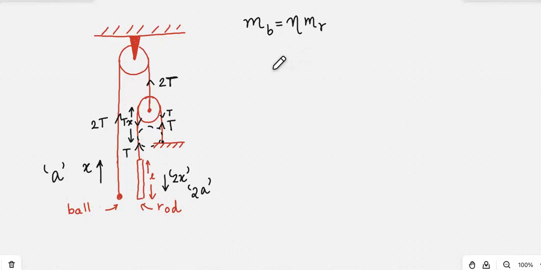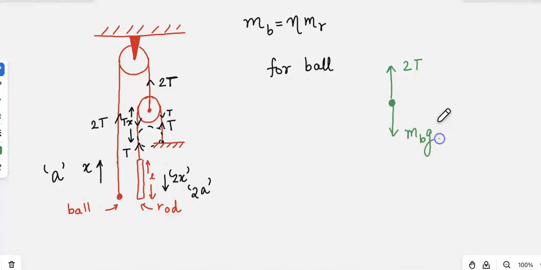Now for the ball, let's write the free body diagram. So let's use a different color. For the ball we will use green. The upward force is 2T. Downward force is, the ball has mass mb, so mb times g, and the acceleration is upwards, so the acceleration is a. So this will be 2T minus mbg is equal to mb times a. I am first finding out the acceleration, then we can use the concept of relative acceleration to find out how much time it will take for the ball to cross the rod, right?